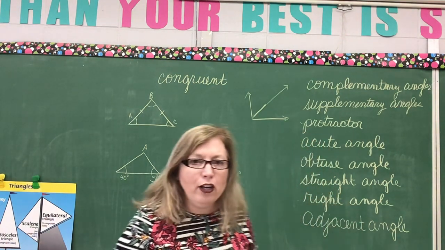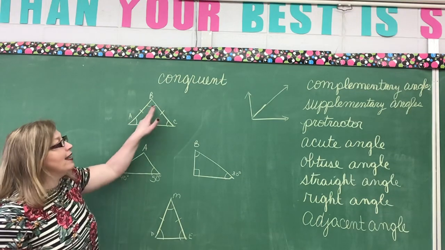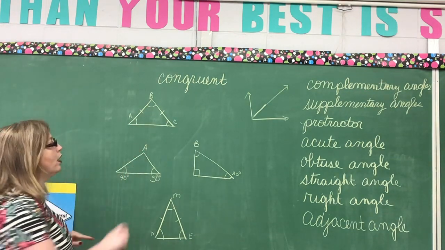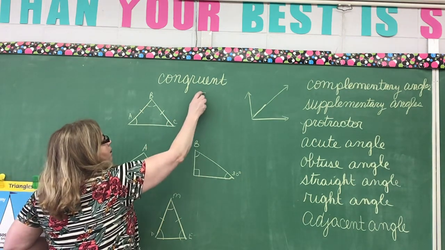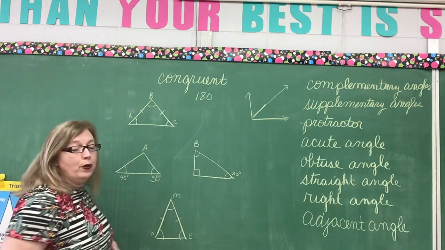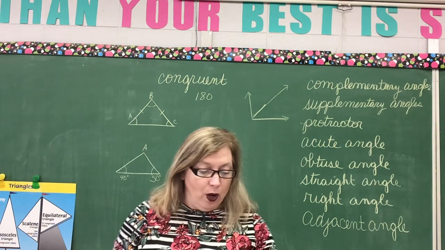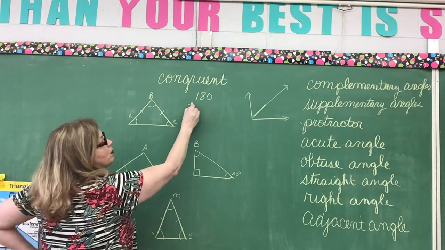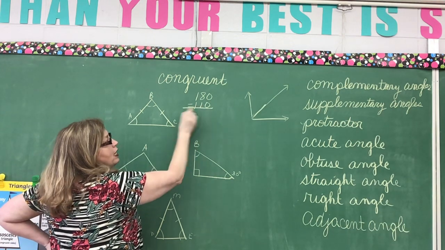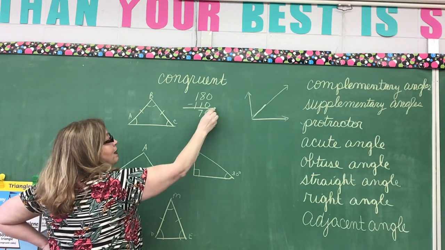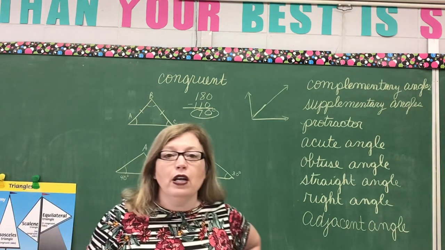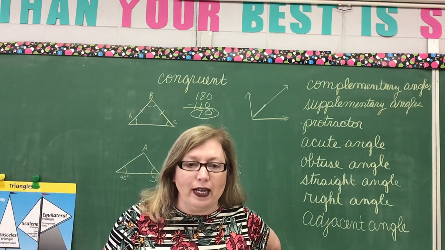Okay, well, what do I know? I know that when I add the three of them together, it equals what? It equals 180 degrees. I just told you that angle B is 110 degrees, so I'm going to subtract 110 degrees. That means angle A and angle C together equal 70 degrees.